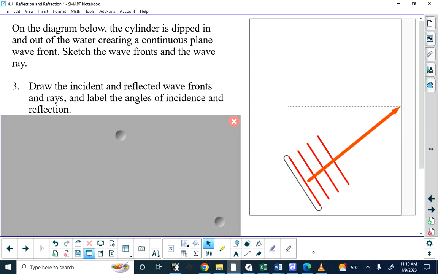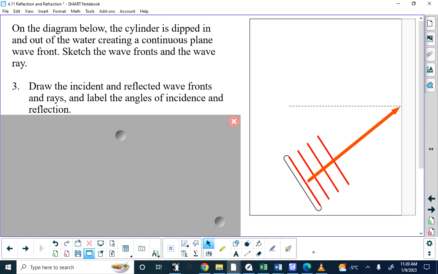And I think the arrow that I've drawn is significantly more important than the wave fronts. The wave fronts are showing what we would see if we watched this happen, but the wave ray is what we can use in physics to do calculations and those types of things, and we do not see it. I hope that with a little bit of thought you can convince yourself that the wave fronts and the wave rays will always be perpendicular to each other. For water waves, for transverse waves.